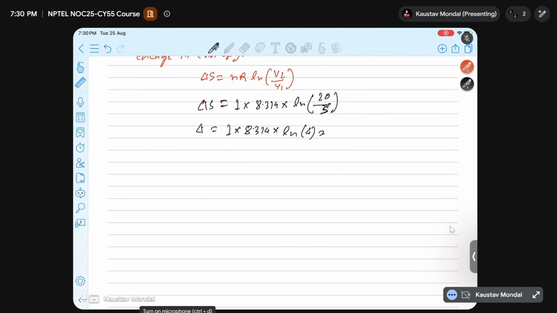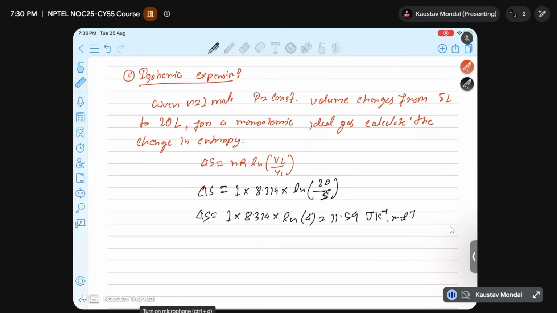So it will give you around, 1 second. It will give you around 11.54, 11.54 joule Kelvin inverse mole inverse. Okay. This is the per molar change. Okay.